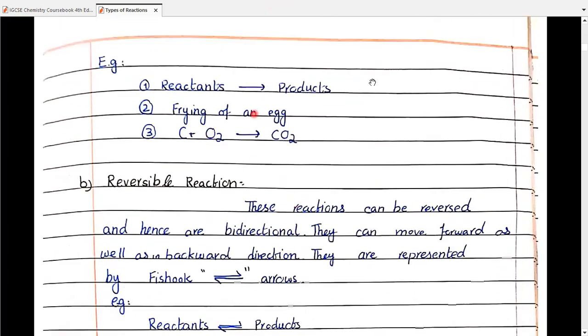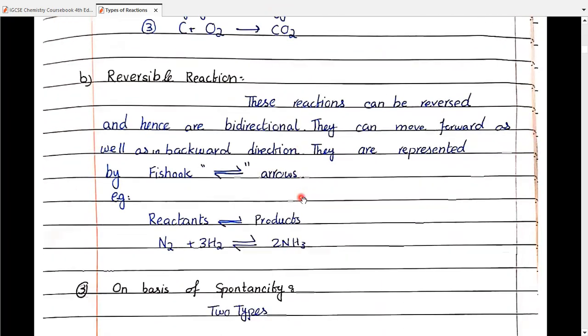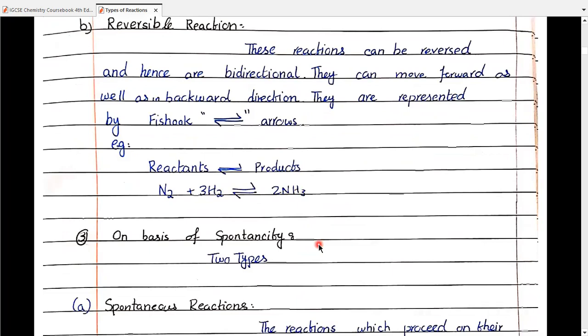It's pretty easy to understand reactions giving us products, like frying up an egg, or carbon reacting with oxygen, producing carbon dioxide. Reversible reactions. These reactions can be reversed, hence they're bidirectional. They can move forward or they can move in the backward direction. They're represented by fish hook arrows, a double set of arrows in two different directions. The reactants can give us products or products can react together or break down to form reactants. For example, nitrogen and hydrogen can react to form ammonia. Ammonia, however, at the same time can break down to give nitrogen and hydrogen. All right?